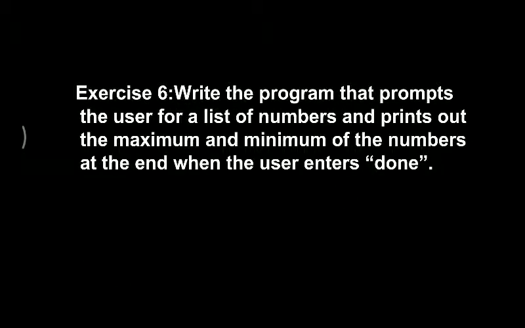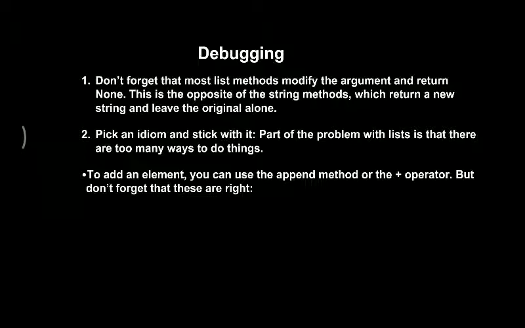Write a program that prompts the user for a list of numbers and prints out the maximum and minimum of the numbers at the end when the user enters done. The same program we have already discussed, so you can try. Debugging. Don't forget that most list methods modify the argument and return None. This is the opposite of the string methods, which return a new string and leave the original alone.